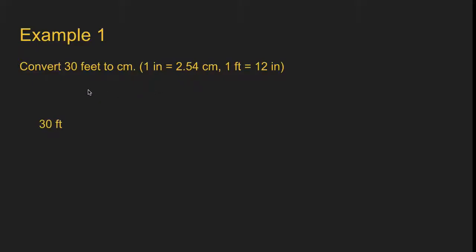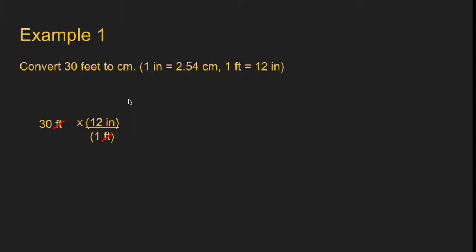My first thing to do is write down the given. Then I'm going to try to get the feet to cancel. So I need to make a fraction out of the conversion factor that has feet in it, to get rid of the feet. I'm going to put 1 foot on the bottom and 12 inches on the top. Now I know that I've done it right because the feet cancel and I'm left with inches.